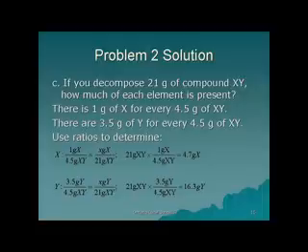For Y, we use the same approach. 3.5 grams of Y over 4.5 grams of XY is set up equal to X grams of Y over 21 grams of XY. We then solve as we did before, so 21 grams of XY times that ratio of 3.5 grams of Y for every 4.5 grams of XY, and we get 16.3 grams of Y. So if we decompose 21 grams of compound XY, we'd get 16.3 grams of Y and 4.7 grams of X.